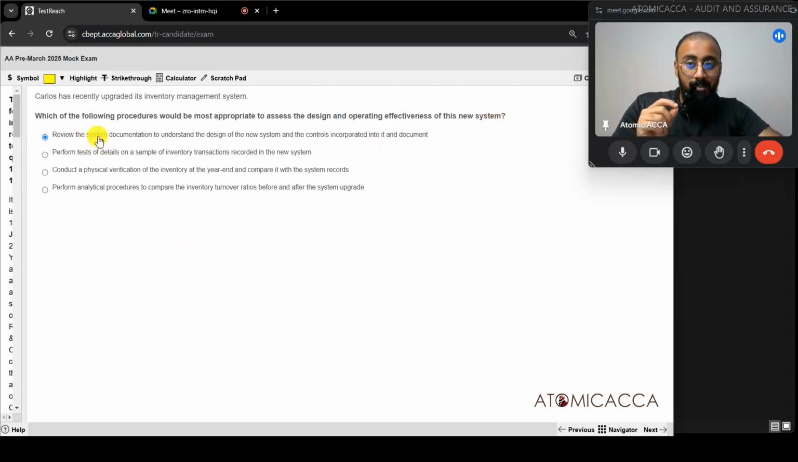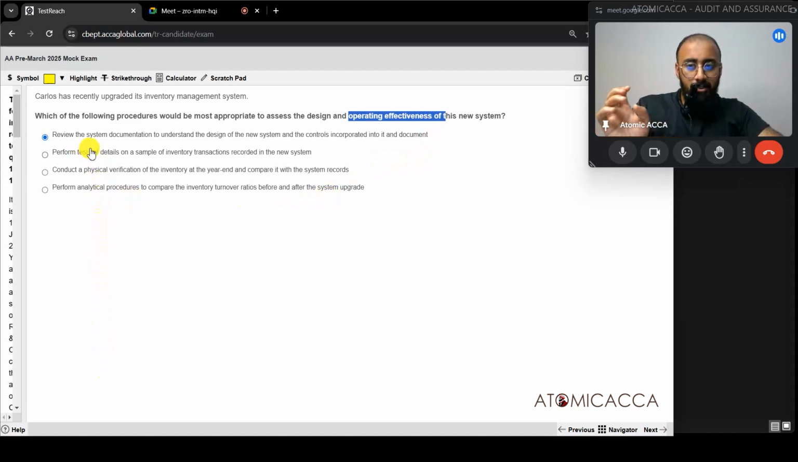Review the system documentation. System documentation means there will be a manual about what the system is, how it is operated, what inputs are to be put in, what outputs will come out, what is the overall maintenance situation. So like a system manual, that's called system documentation, to understand the design of the new system and the controls incorporated into it, and document. So the design of the new system, what all controls are there, will give me some idea about how well this will operate. But again, we'll keep that on hold. Let's see the other ones, whether that could be better than this.